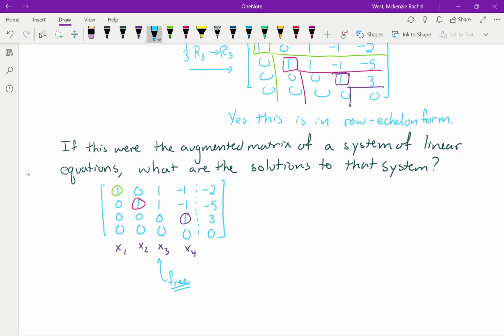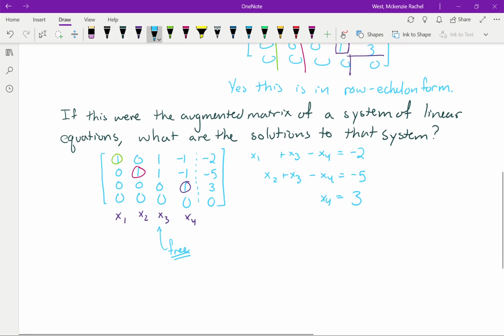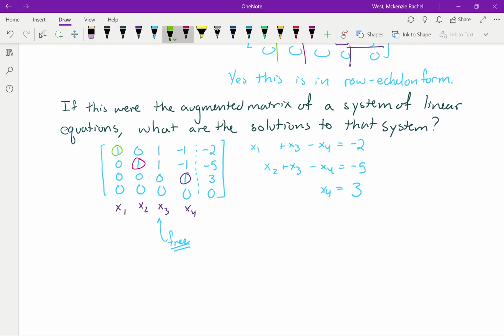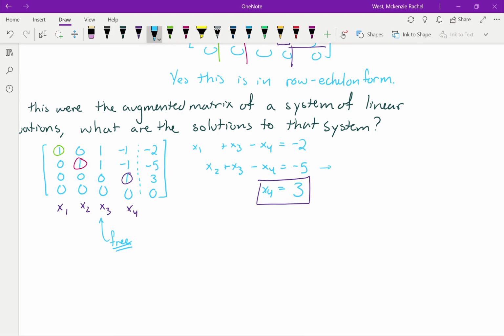So if we write our equations again, so x1 plus x3 minus x4 equals -2, x2 plus x3 minus x4 equals -5, and then that last line says that x4 equals 3, right? So already we know that x4 is going to be equaling 3, so let's label that. Okay, and then we can go back up and simplify these equations. So x2 plus x3 minus 3 equals -5, and x1 plus x3 minus 3 equals -2.